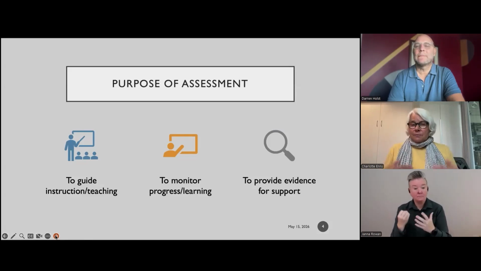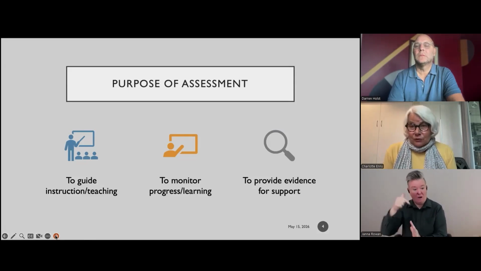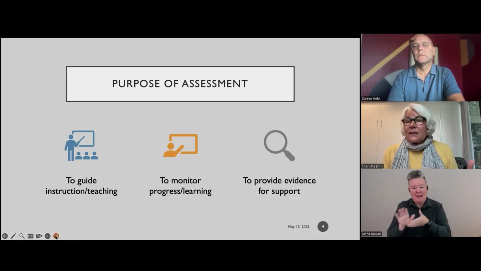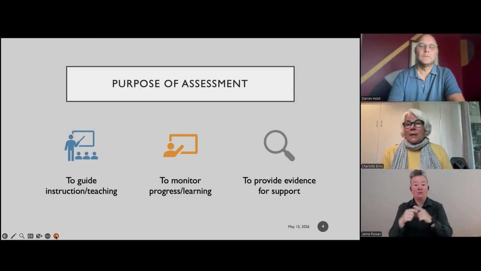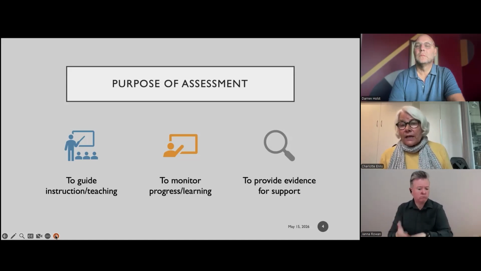So as a background, there's a few reasons for testing children. The main one, I think, is to guide your teaching, to give you ideas of where children need more instruction. And that's really the key purpose for testing children. Although there are also times when you need to do tests to monitor whether what you've been doing with them has been effective or not, to see how they're progressing and learning.